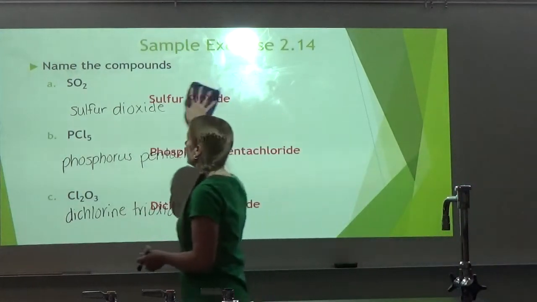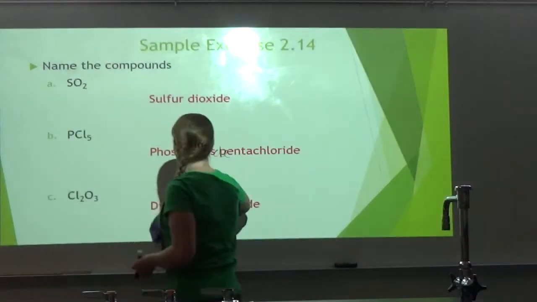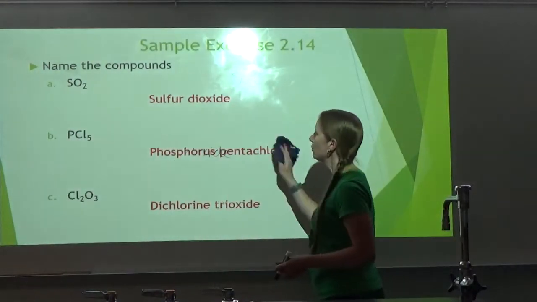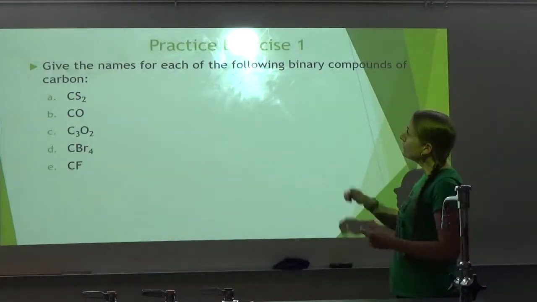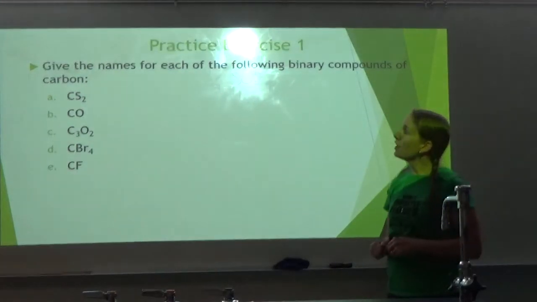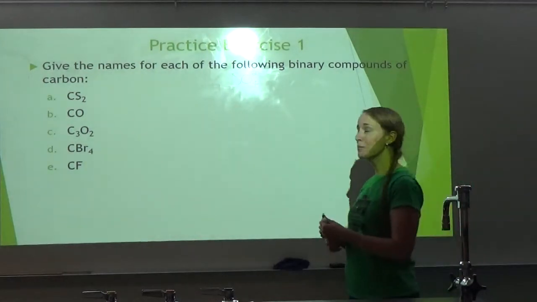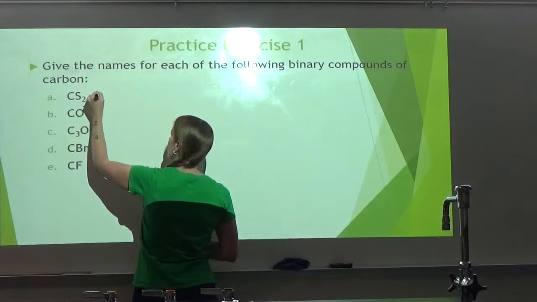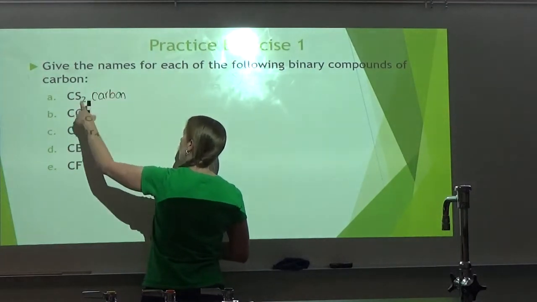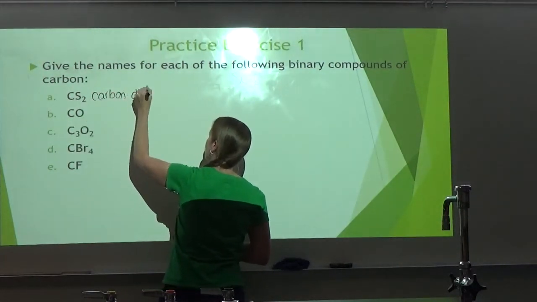All right, so hopefully all of this naming stuff is coming back to you. Hopefully it never left, but I'm sure it did. All right, so give the names for each of the following binary compounds of carbon. So remember, don't forget to be pausing this and trying these on your own. So the first one, we have one carbon, so it's carbon, and then 2 sulfur would be disulfide.